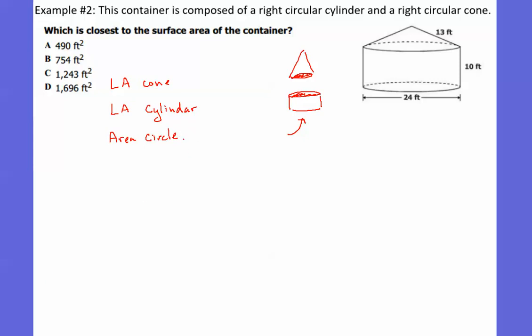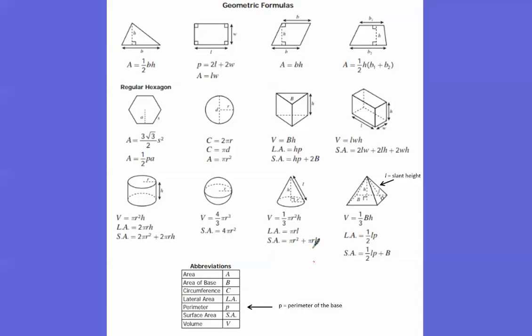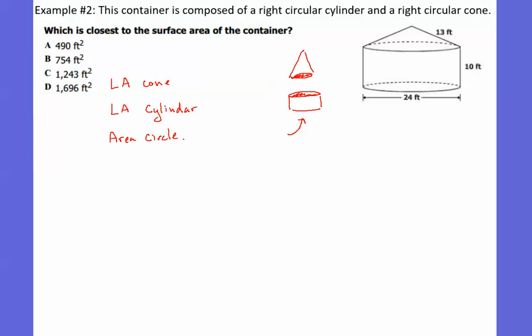So looking back at our formula sheet, what we would find is that we would need the area of a circle, pi r squared. We would need the lateral area of a cone, pi r l, and we would also need the lateral area of a cylinder, 2 pi r h. So the lateral area of the cone is going to be the formula pi r l. L again is going to be the slant height.